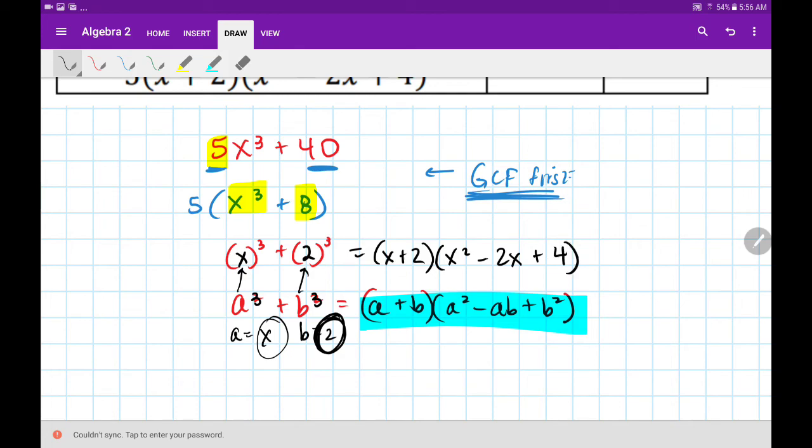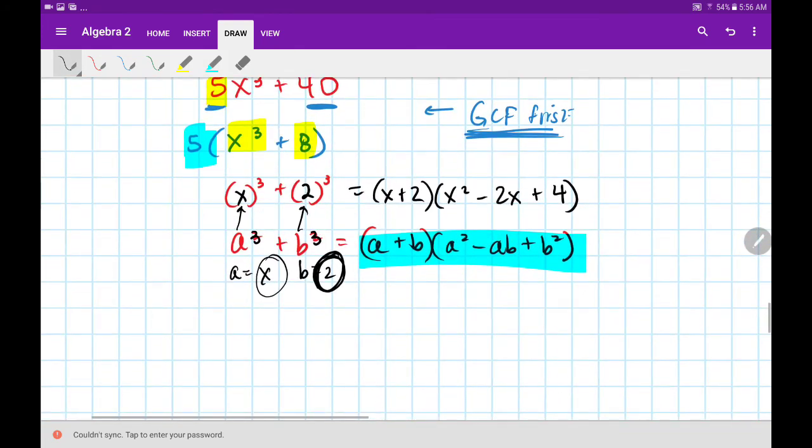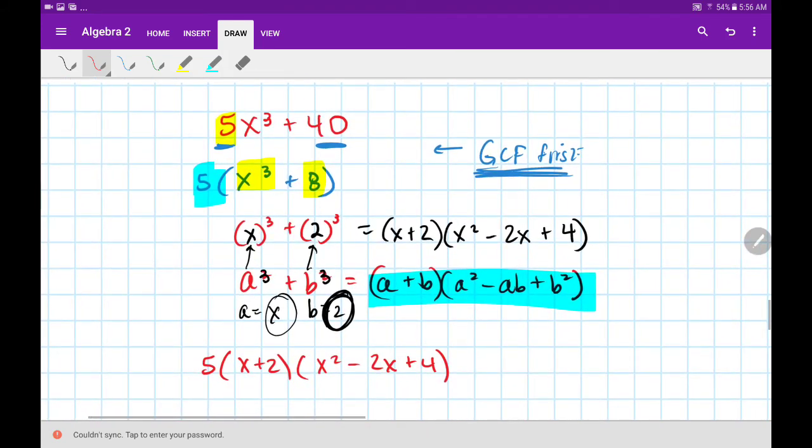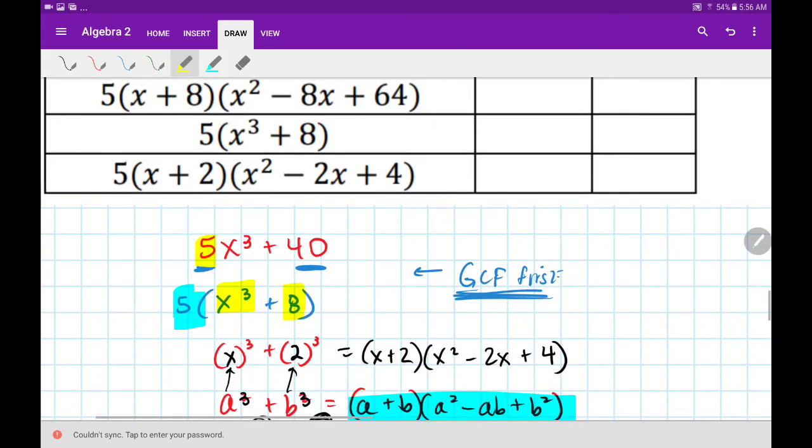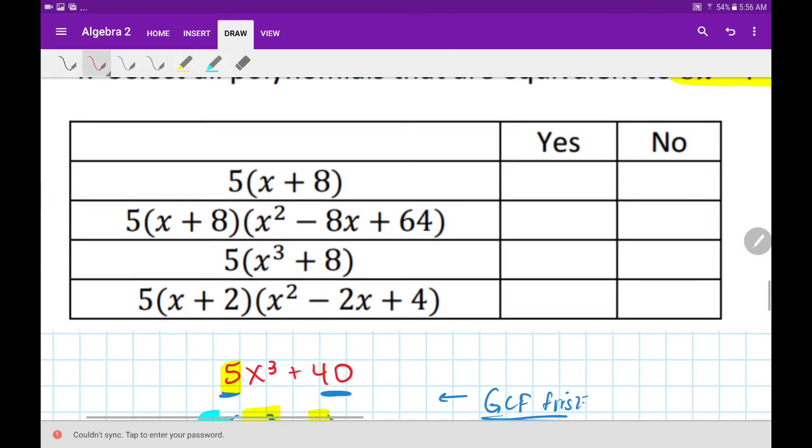Since I have a GCF, I cannot forget about this 5 out in front, so I just need to rewrite my final answer. It is 5 times x plus 2, x squared minus 2x plus 4. So this would be my super final answer. Let's see if we can find it in our choices. There it is.